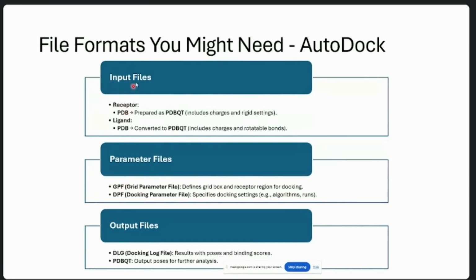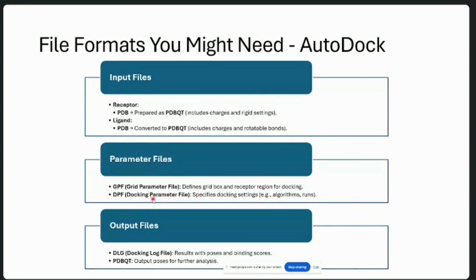So we have basically the input files, the PDB files, and for certain software such as AutoDock, we have to convert them into PDBQT files. What differentiates PDBQT from PDB is that it contains the charge information. And we have the ligand. We have the grid parameter file, which defines the grid or the search space for the docking area. We have the docking parameter file, which specifies the algorithms and any docking settings.